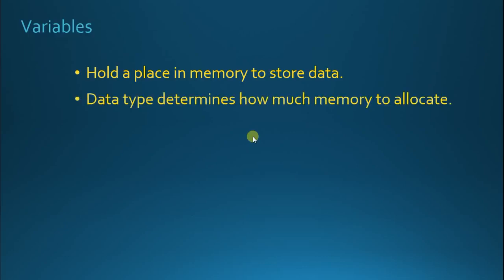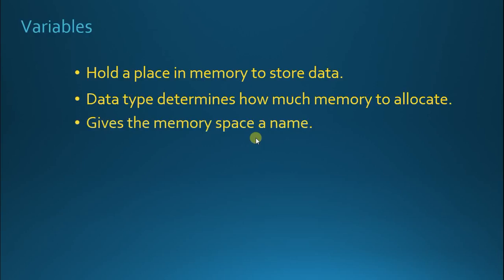Now, the data type is going to determine how much memory is going to be allocated for your data. So when you're declaring your variable, you're also going to be declaring the data type that variable is going to be. And by doing so, you're going to tell Access exactly how much memory needs to be allocated for that variable. Don't worry, that happens automatically when you tell it what data type you're going to be using.